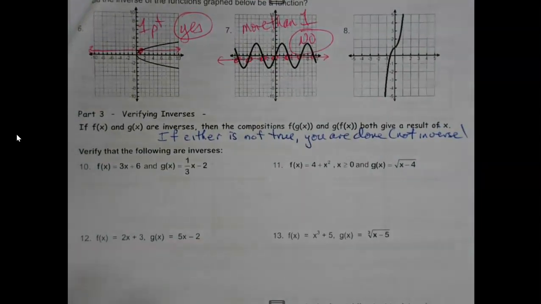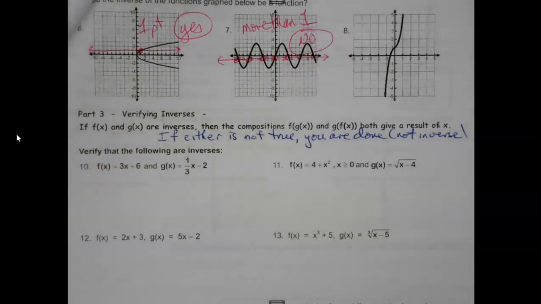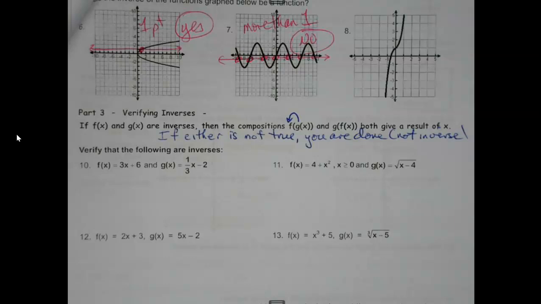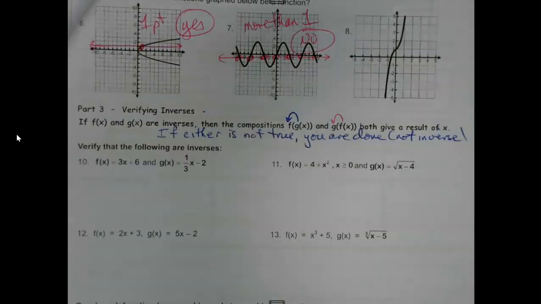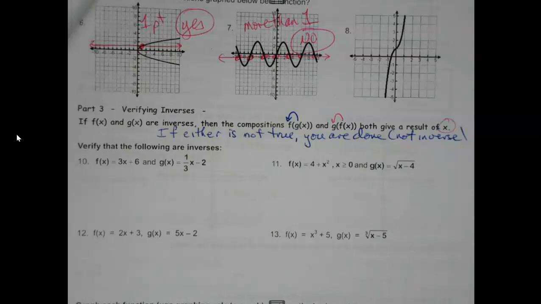We're back to compositions, okay? If f of x and g of x are inverses, then the compositions, f of g of x, which means you're plugging g into f, and g of f of x, which means you're plugging f into g, both give a result of x. In other words, you plug one into the other, x is all you have left over at the end.